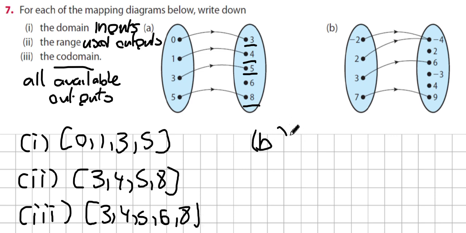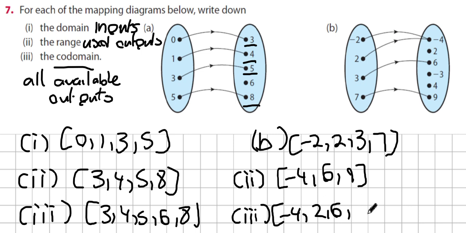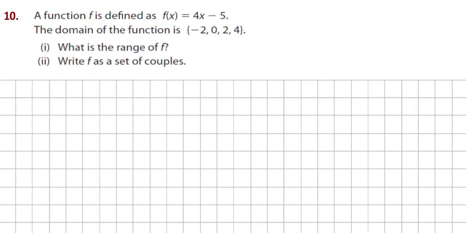Okay, I want you to answer part B on your domain, please. Minus 2, 2, 3, and 7. Okay. Range, 6 and 9. Codomain, minus 4, 2, 6, minus 3, 4, and 9. All good. I'll do question 10.